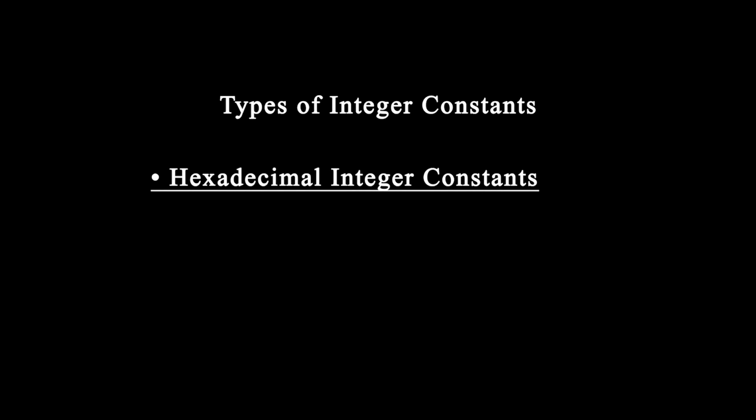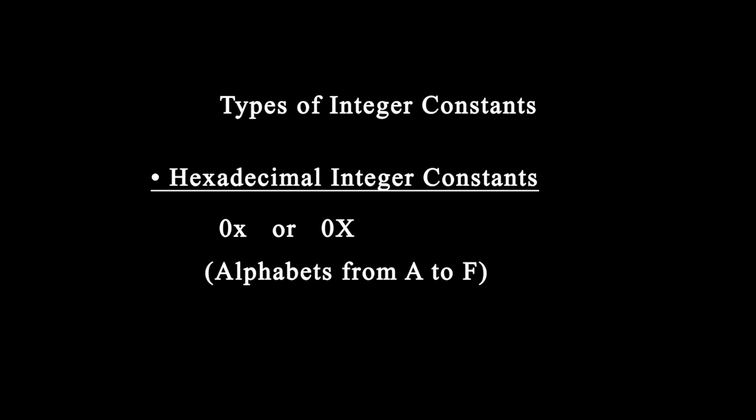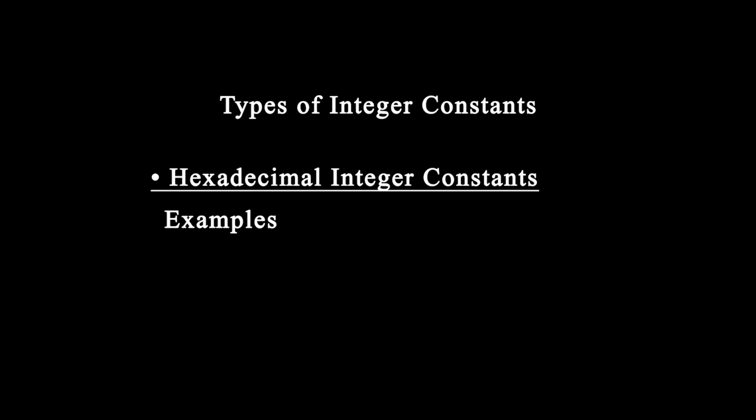Similarly, a sequence of digits preceded by 0x or 0X is considered a hexadecimal integer. It may also include the alphabets A through F or small a through small f. The letters A through F represent the numbers 10 through 15. So following are examples of valid hex integers. Let's say 0x2, 0x9f, 0xbcd or 0x. So these are hexadecimal integers.